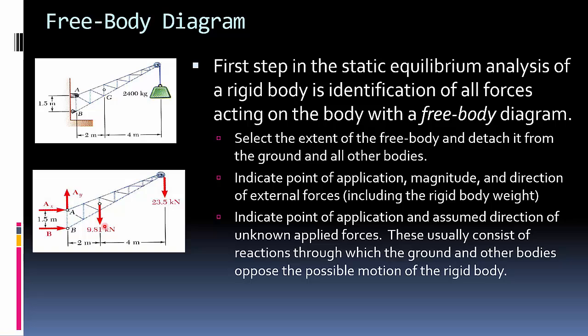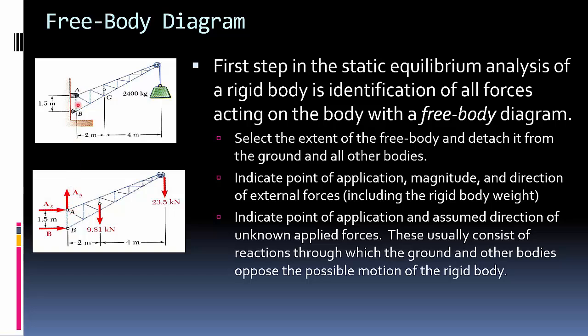Now, the big thing, this is the new thing for this chapter, is we need to indicate the point of application and an assumed direction of unknown applied forces. What does that mean? Well, these usually consist of reactions on the ground or other bodies which oppose the possible motion of the rigid body. Look at this pin right here. Right now, this pin can do two things. It can resist it from going up or down, and it keeps it from going this way and this way.